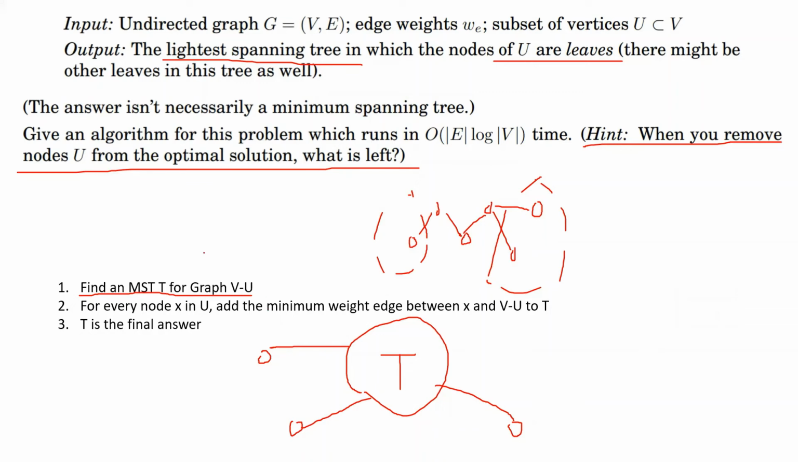And for the time complexity, the first step is finding the MST. It's exactly the same as required here. And for the second step, we need to examine all the edges about nodes in U. So the running time is O(E). And the running time is dominated by the first step. And we meet the requirement.